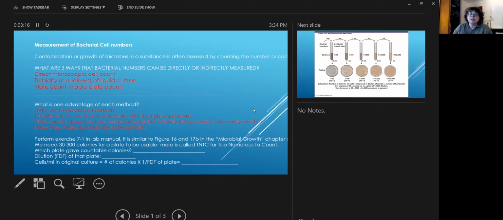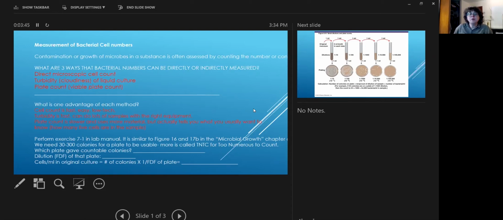The plate count is the one that takes the longest and it uses the most material. But the big advantage with a plate count is that it tells you what you usually want to know, which is the number of live cells in your sample. A cell count or a turbidity measurement will not normally distinguish between live and dead cells. And we care a lot more about the live salmonella in a sample than the dead ones.